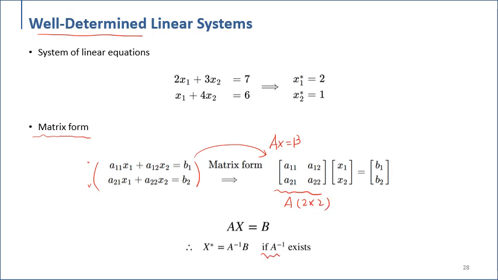And if the inverse of A exists, then the solution can be simply obtained by multiplying A inverse to the b matrix. So the question is, when does the A inverse exist?